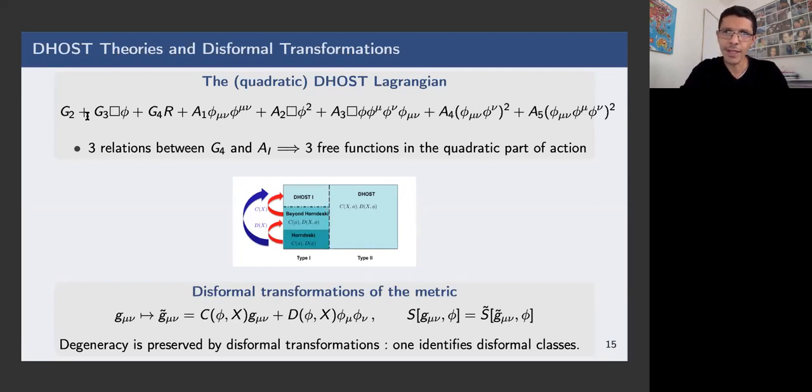And we can show that here we have a lot of free functions, G2, G3, G4, and the functions A_i. But we can show that these functions A_i are not independent. We have many functions, but there are a lot of relations between them. And at the end of the day, the quadratic part of the theory contains only three free functions. I don't want to say more about this construction, but just to say that those theories can be constructed in a very systematic way, and there is a clear parametrization of these theories.